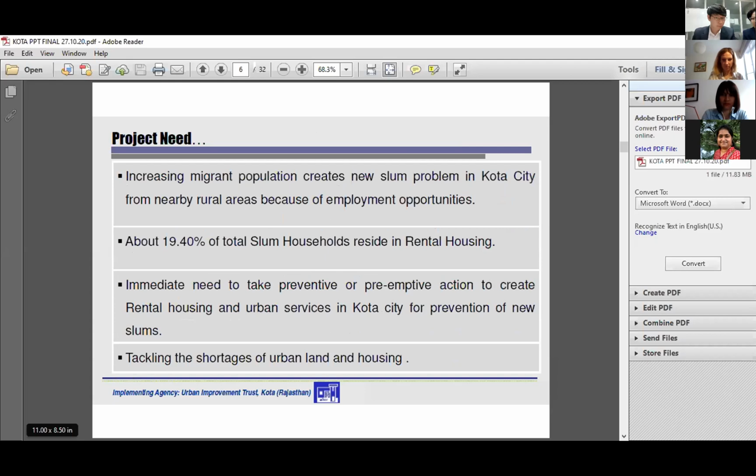As I already discussed, the need is to address the migrant population. Due to rapid urbanization, in search of employment these people come to the city and are compelled to live in slums because, as we are all aware, urban land is beyond the capacity of these poor persons. So to tackle this problem, we had taken up this project.